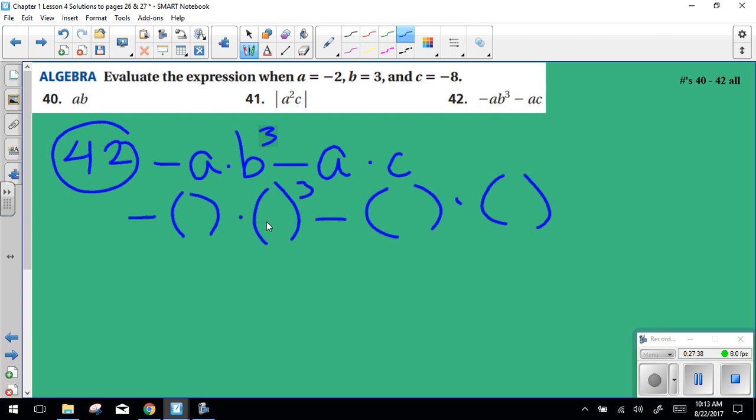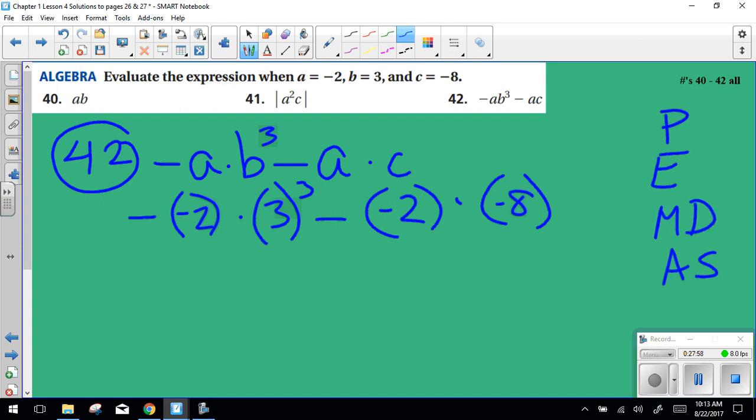So A is worth -2, B is worth 3, and then over here we have an A, which is -2, and over here we have C, which is -8. So remember our order of operations: parentheses, exponents, multiply, divide, add, subtract. I ask this question frequently, and I ask students, do I have parentheses? And they turn around, they're like, yes.